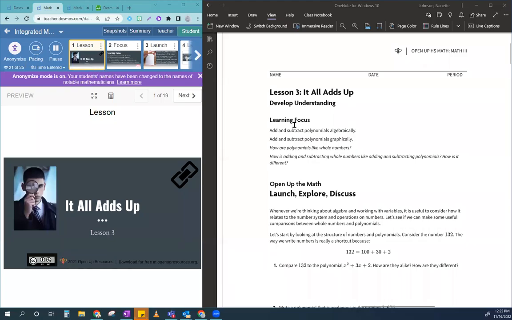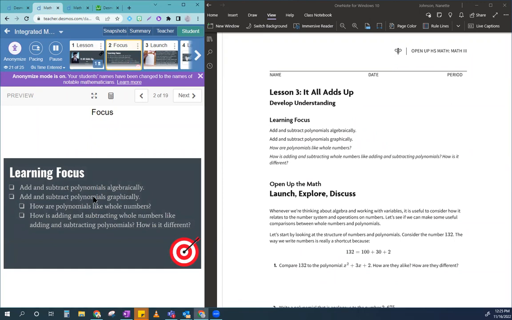All right, so today we're going over 3.3 and it's called It All Adds Up. Our focus today is going to be adding and subtracting polynomials algebraically and graphically. How are polynomials like whole numbers, and how is adding and subtracting whole numbers like adding and subtracting polynomials, and how are they different?